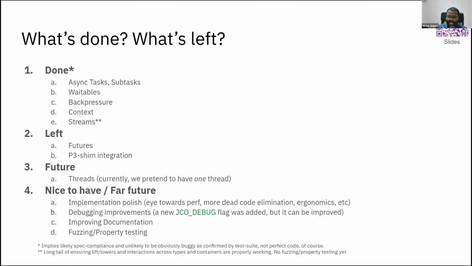And one note on why we have to do that is that P3 interfaces, like interfaces to things like standard out and standard in that are provided by WASI, are written in terms of P3 primitives, like streams or futures.